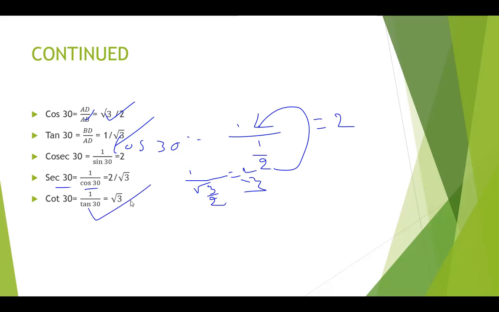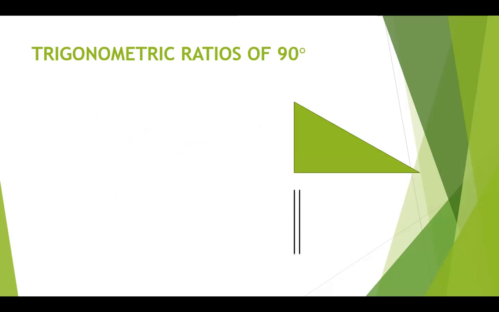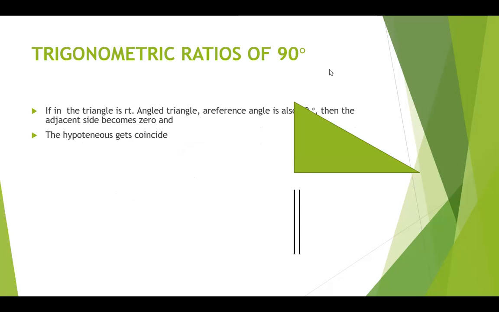Now, two more angles are remaining, 90 degree and 0 degree. These are obvious angles. If I would like to write the trigonometric ratios for 90 degree itself, at that time I have to first consider a right angled triangle. This must be 90 degree and our reference angle should also be 90 degree.